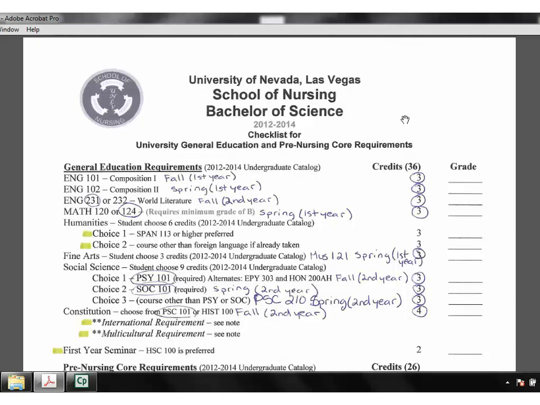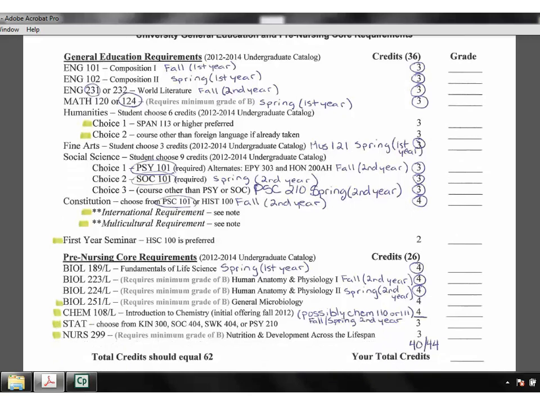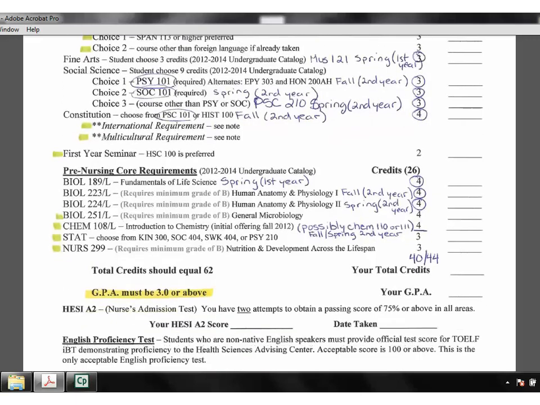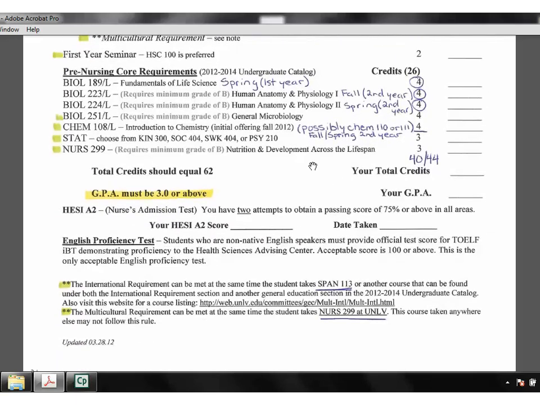We can take it one step further and look at UNLV's pre-nursing core requirements. So using our Nevada State High School academic plan, we can actually fill out when we took courses that will meet these requirements. As you can see, the student has met most of the requirements already. This student would just need to take 2 foreign languages, meet the international and multicultural requirement, take a first-year seminar, and take a few more of the pre-nursing core requirements.